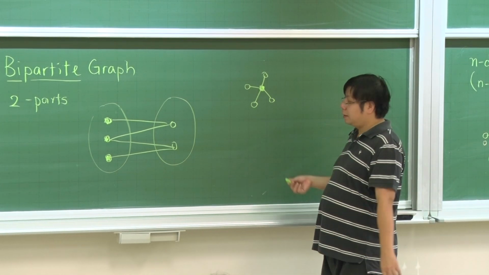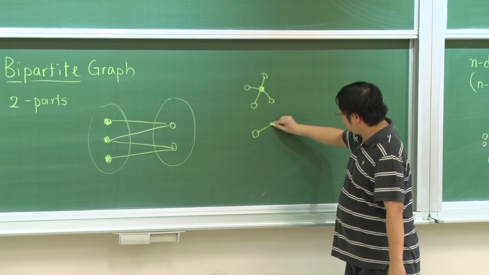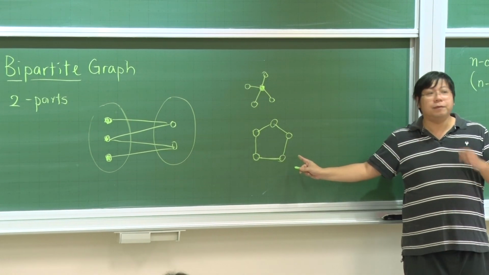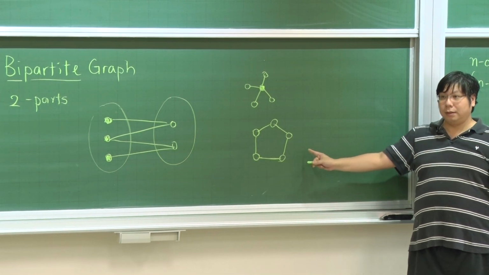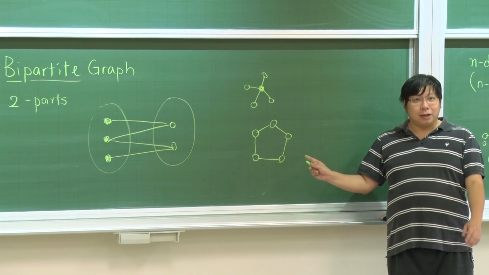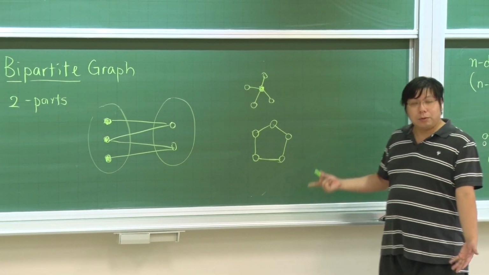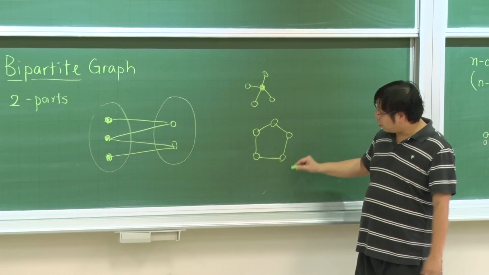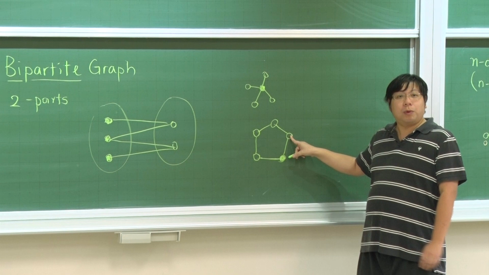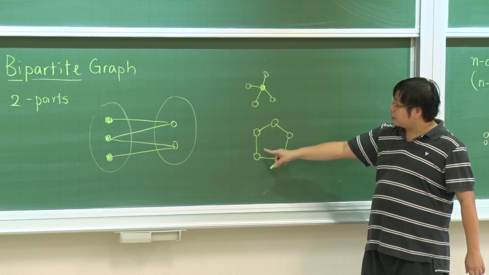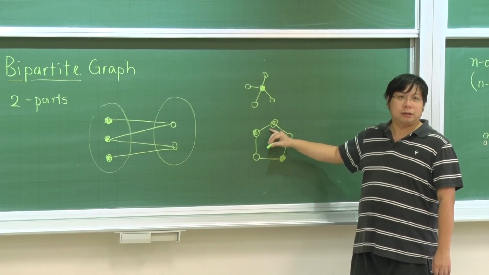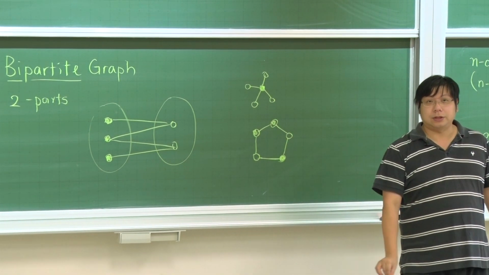And then let me give you another. How about this one? Is this a bipartite graph? No, this is not a bipartite graph. And why? Because if it is a bipartite graph, then let's say this one is colored in black, then these two have to be in white. Am I correct? And because these two are in white, these two have to be in black. And then we get a contradiction. There is a black-black connection.